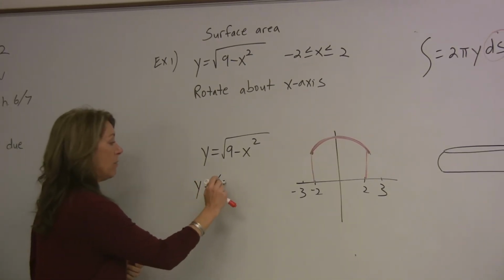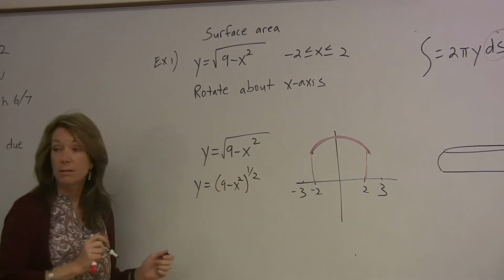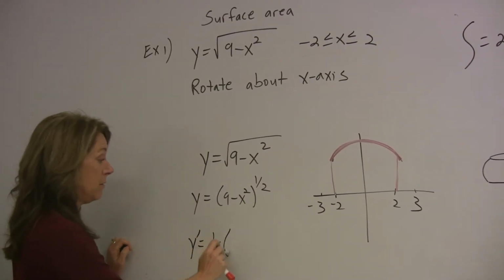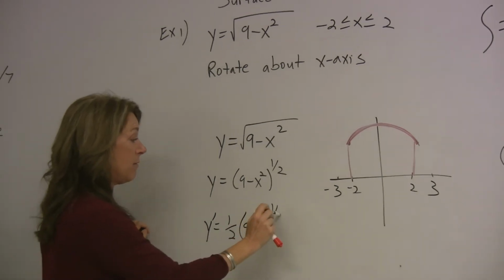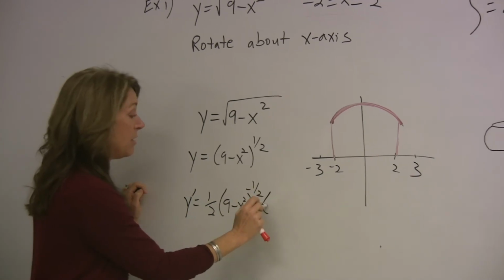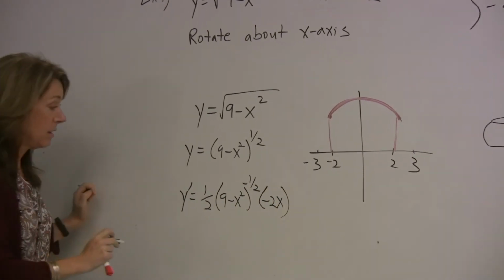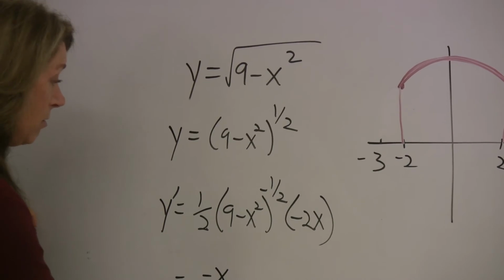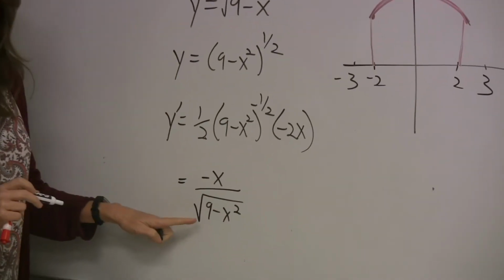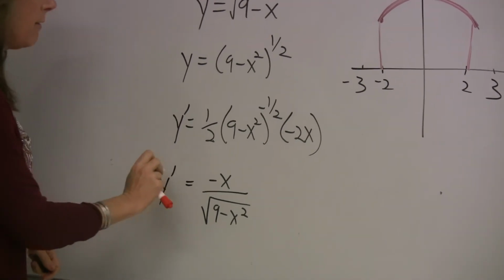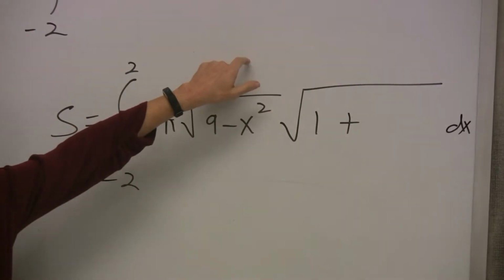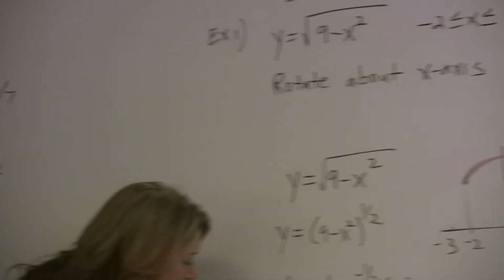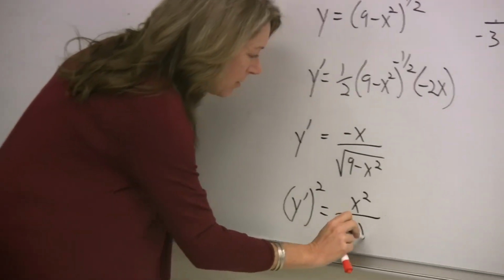Carefully. We all remember the chain rule. This is my y. y prime equals 1/2 times 9 minus x squared to the -1/2, times the -2x. The 2's will reduce. So I'm left with -x over the square root of 9 minus x squared. That -1/2 came to the denominator. And then I have to square all of that because my formula wants the derivative squared. So my derivative squared is x squared over 9 minus x squared.